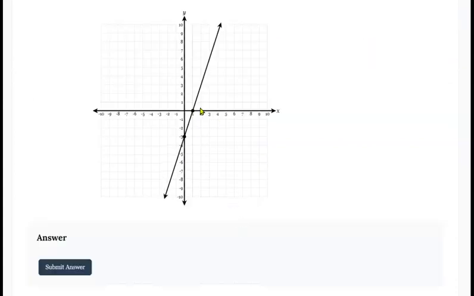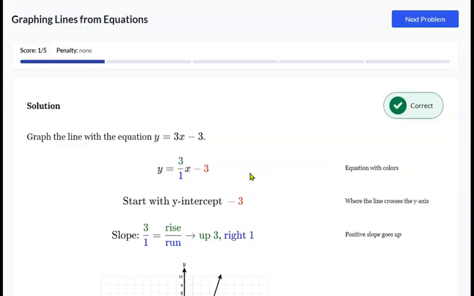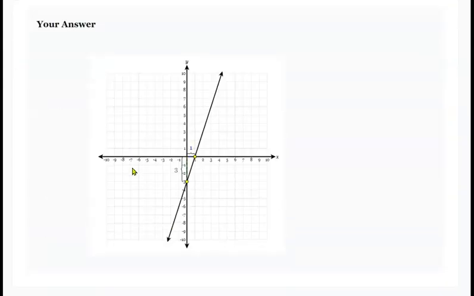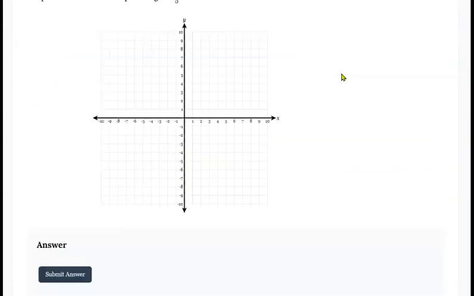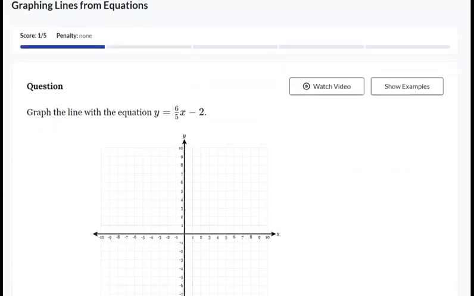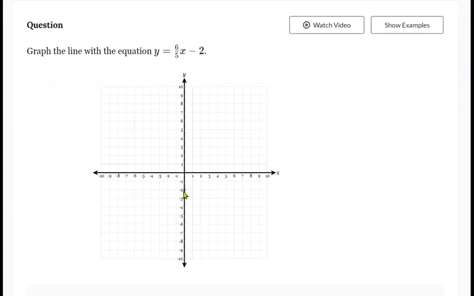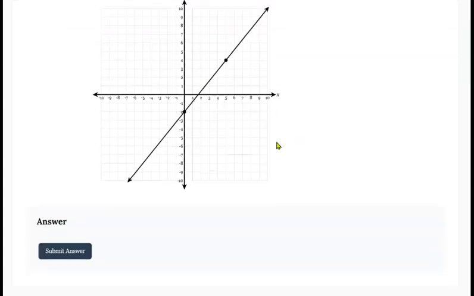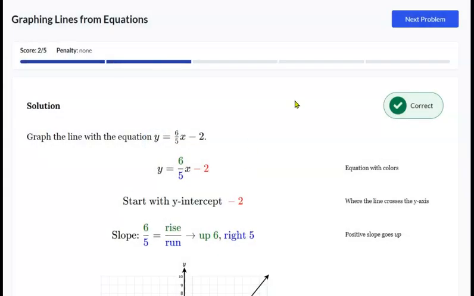All right, they're going to ask you to plot 2 points to submit your answer. I'll show you one more here. My y-intercept is -2. That's my first point. And then from there, I have to count. A rise of 6, 1, 2, 3, 4, 5, 6, and a run of 5. 1, 2, 3, 4, 5. Click once, and submit your response. And that's how you graph on Delta Math.